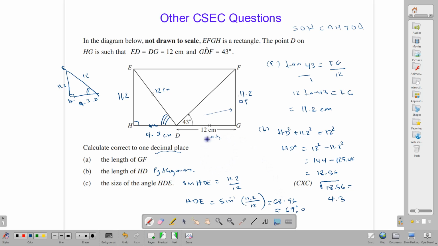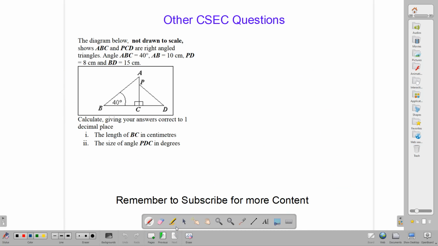So that's how you'd actually tackle this kind of question. Part A, B, C. All right, let's look at another one. This is our final one. The idea is that in order to become efficient and skilled at using the trigonometrical ratios, you just have to practice a lot of questions using them.